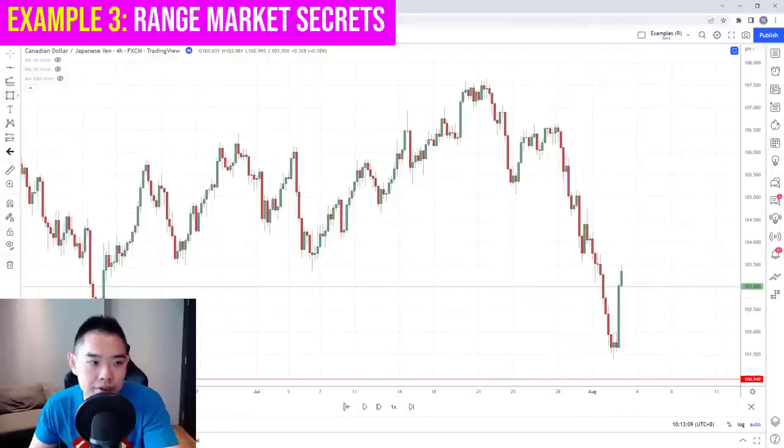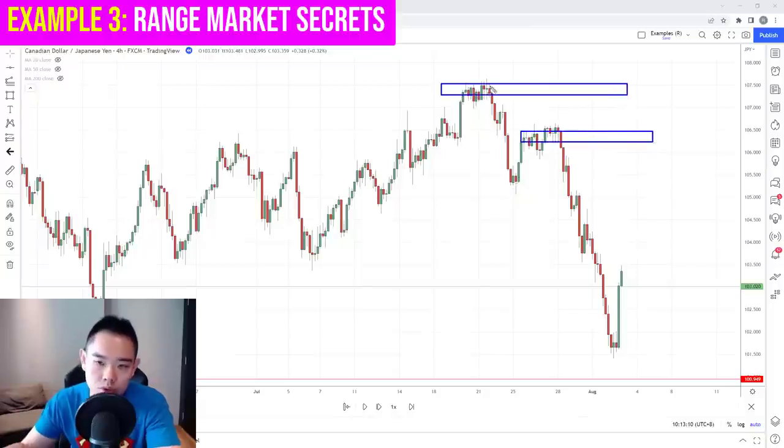Now, what about target? If you look at this chart, this is a range market. There are numerous areas on the chart where you can look to take profit. I think this is one over here, this swing high, and possibly another one over here. So let's walk through and see what happens next for this market.